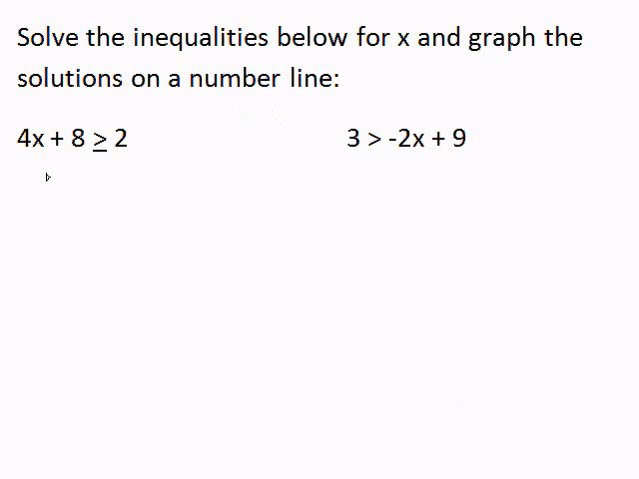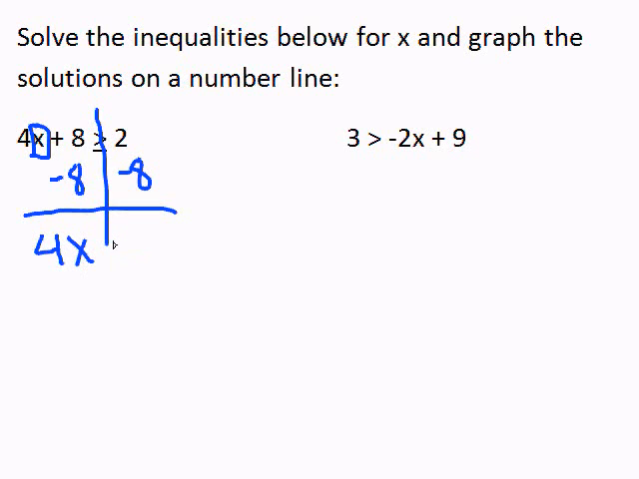In order to solve for x in this first inequality, we treat that greater than or equal to sign as if it were an equal sign. And we just get x, I'm going to go ahead and box that, by itself. So to get x by itself, I'm going to subtract 8 from both sides. That gives me 4x is greater than or equal to 2 minus 8, which is negative 6. Go ahead and divide both sides by 4. That gives me x is greater than or equal to 3/2.